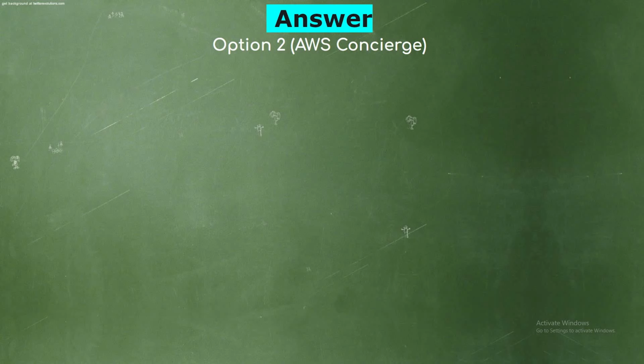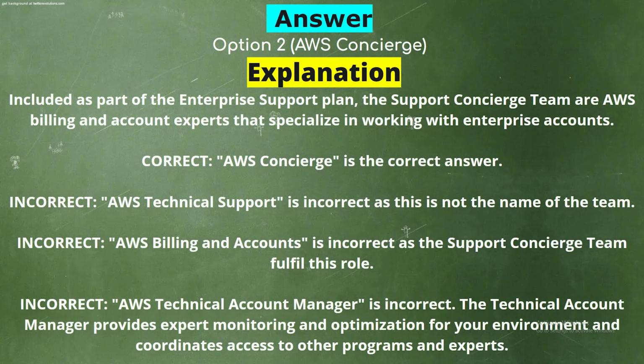AWS Concierge. Explanation. Included as part of the enterprise support plan, the Support Concierge Team are AWS billing and account experts that specialize in working with enterprise accounts. Correct. AWS Concierge is the correct answer.